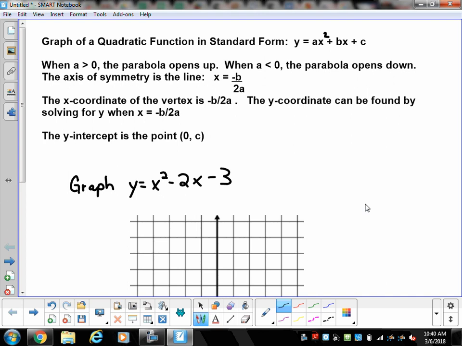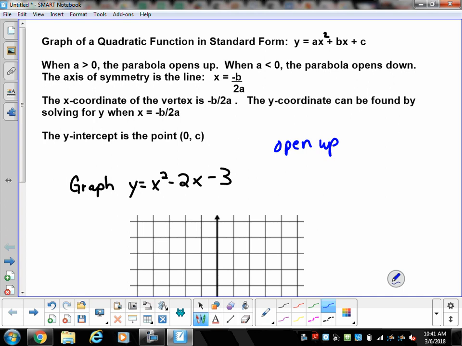So in this problem here, are we going to have an open up or open down? What is a in our actual problem? No, it's not x squared, it's the number in front of x squared. And if that number's not there, what does that mean it is? It's a 1. Is it a positive 1 or a negative 1? Positive. So since it is positive, that means it's greater than 0, so the parabola is going to open up.